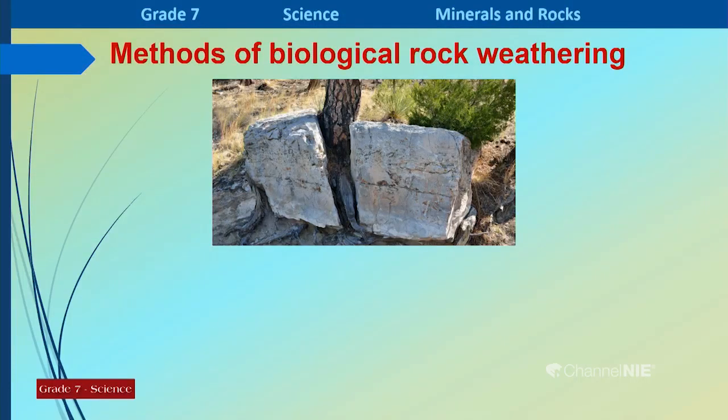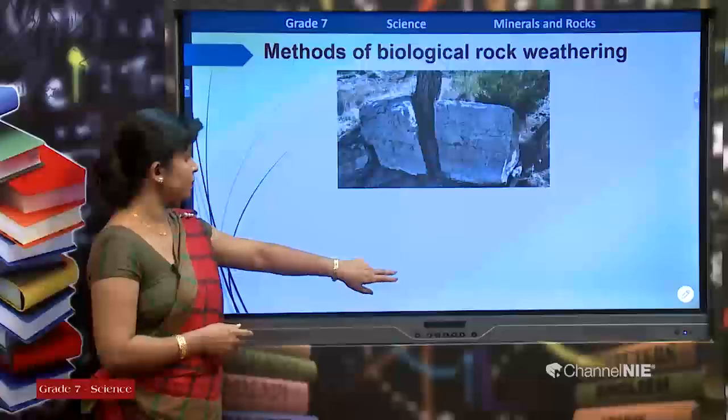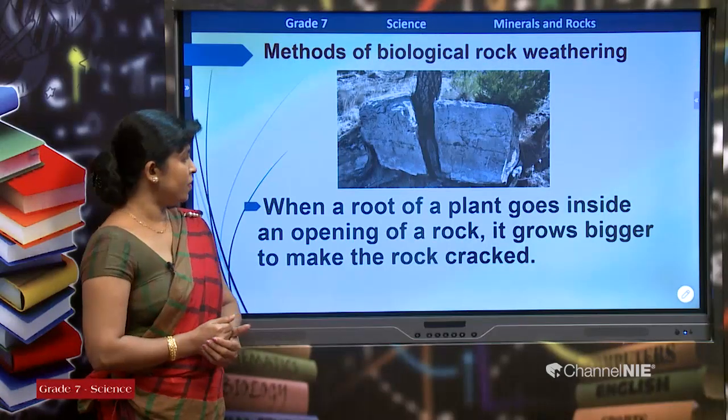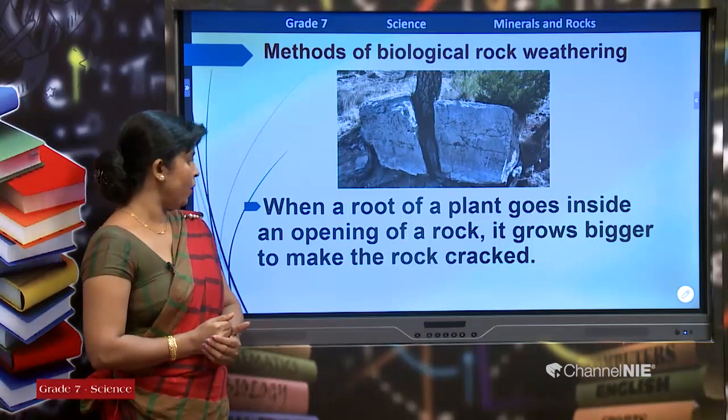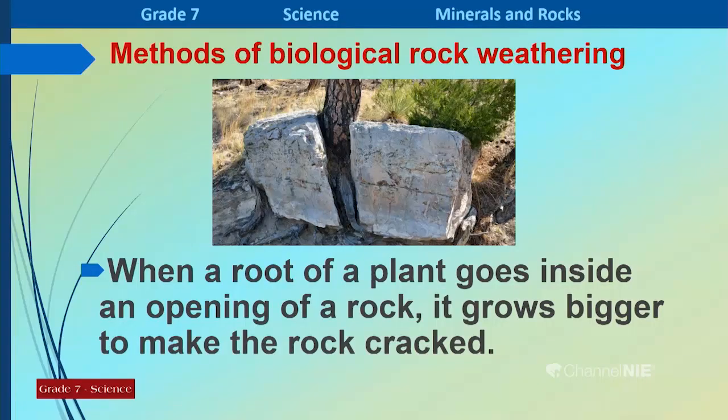Yes, look at the picture. You can see how a plant has gone into the cavity of a rock and the rock has separated into pieces. You can see that this weathering of rock has occurred due to the root of the plant. It is a biological factor. So, this is one method of biological rock weathering, right. When a root of a plant goes inside an opening of a rock, it grows bigger and makes the rock crack, right.